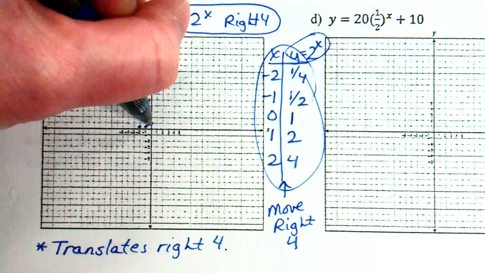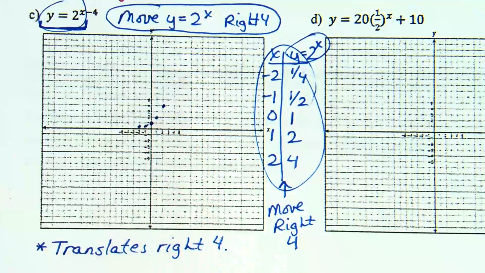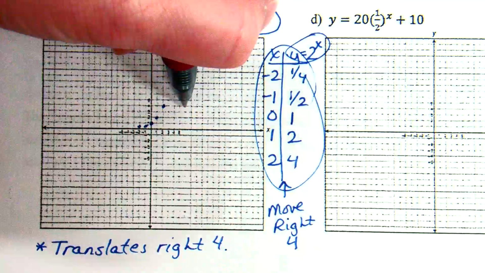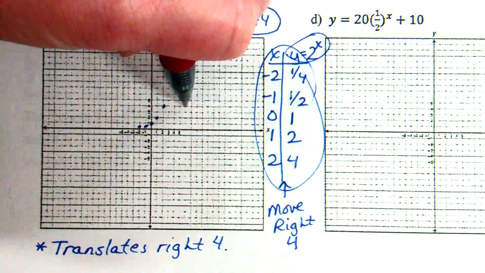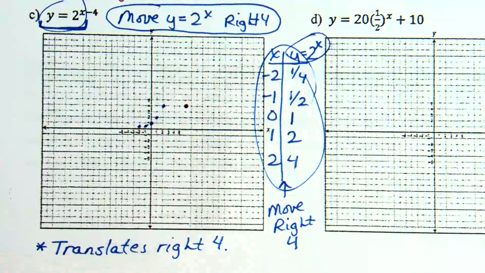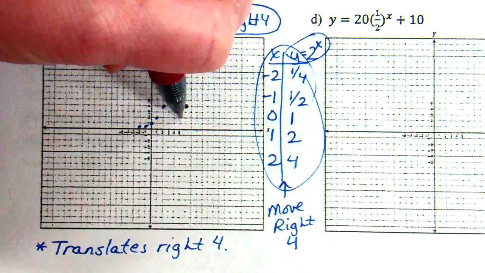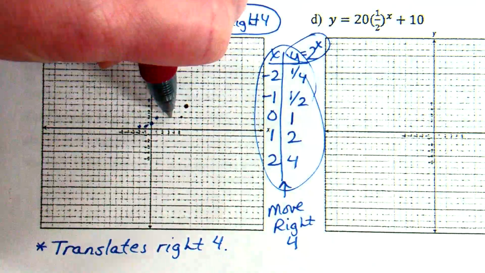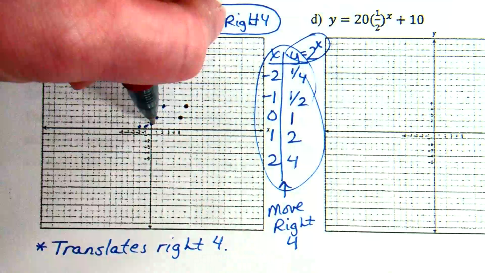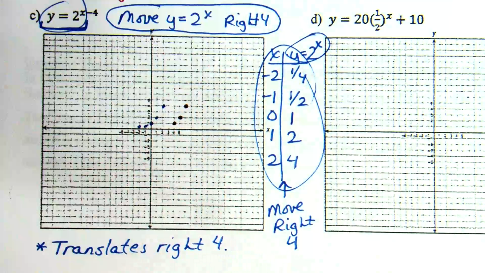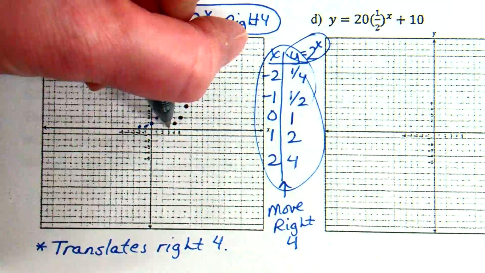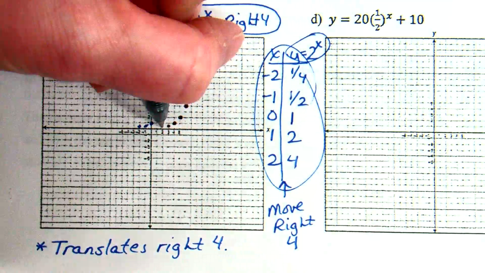Now, I'd already started putting my first dot on here, okay? We have to take each of these dots and move them 4 right, which means you are adding 4 onto, not your y, your x. So what was 2, 4, if I move that 4 right, is now going to be 6, 4. What was 1, 2, if you add 4 there, is going to be 5, 2. What was 0, 1, is going to be 4, 1. What was negative 1, 1 half, is 3, 1 half. And what was negative 2, 1 fourth is positive 2, 1 fourth.